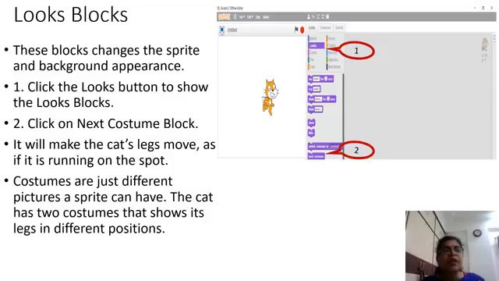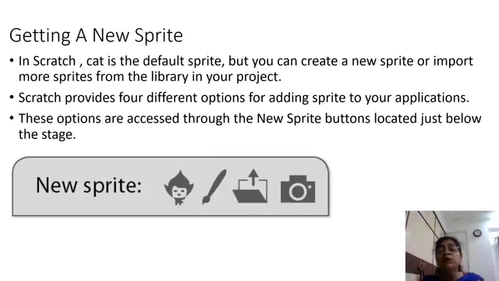Okay, now getting a new sprite. Now suppose I don't want this cat only. I want something new. How to take that new one? In Scratch, the cat is the default sprite, but you can create a new sprite or import more sprites from the library into your project. Scratch provides 4 different options for adding sprites to your applications. These options are accessed through the new sprite buttons located just below the stage.